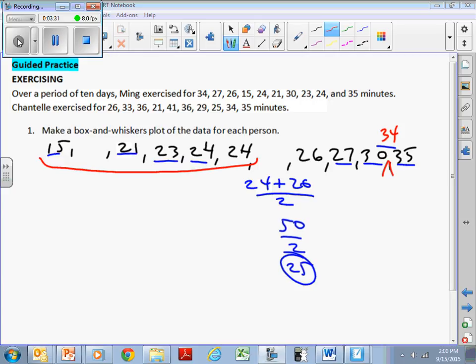Can someone say what the lower median is? 23. Yeah, 23 is the middle number. Winner.